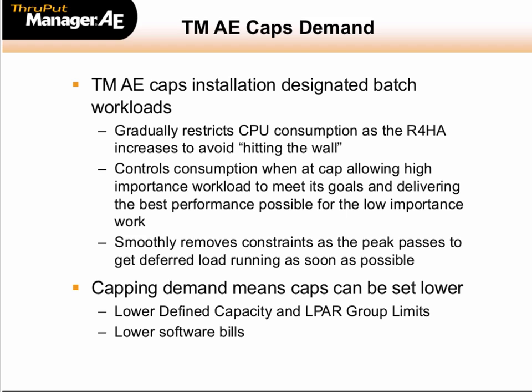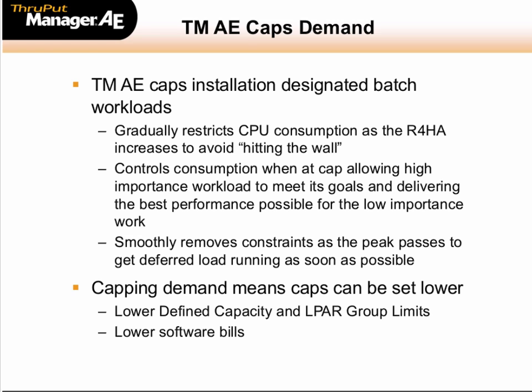Gradually, TMAE starts to run the deferred jobs. As long as the rolling 4-hour average does not increase, the constraints will be relaxed further, and more of the deferred batch workload will be allowed to run. TMAE also makes sure that the deferred work is selected at a rate that does not overload the LPAR.